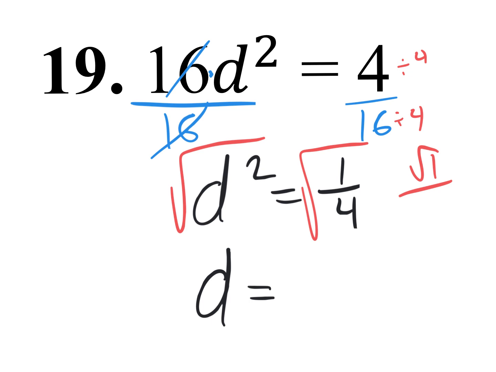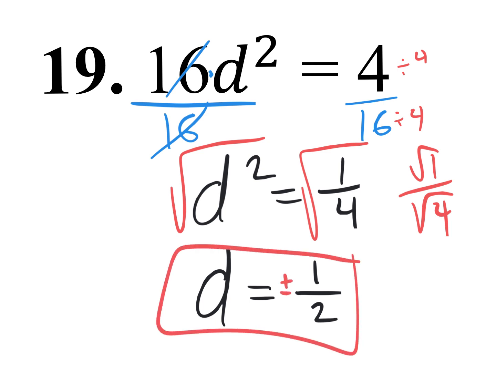The square root of 1, square root of 4, and then you'll have your final answer. The square root of 1 is just the nice, beautiful number 1, and the square root of 4 is the nice, beautiful number 2. However, let's not forget that when we apply a square root on an equation, you must put a plus or minus in front of your answer. So d equals a positive 1/2 and also a negative 1/2. Okay?